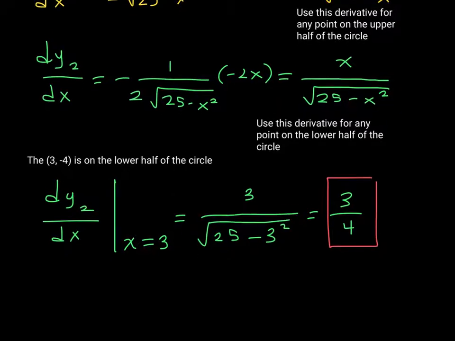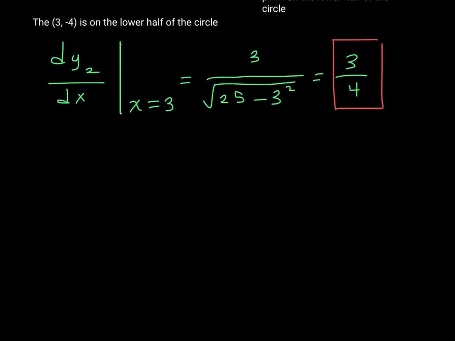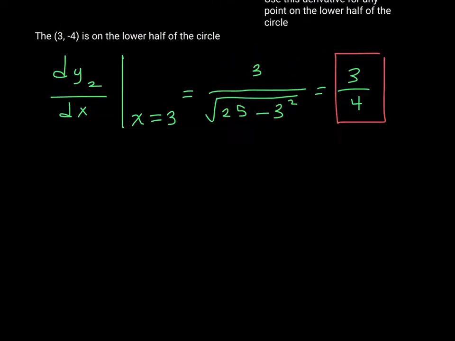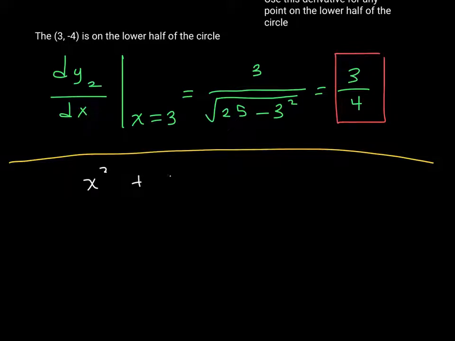All right, so let me do this for us. Big line there to separate. All right, here we go. This is the equation they gave us: x squared plus y squared is equal to 25.